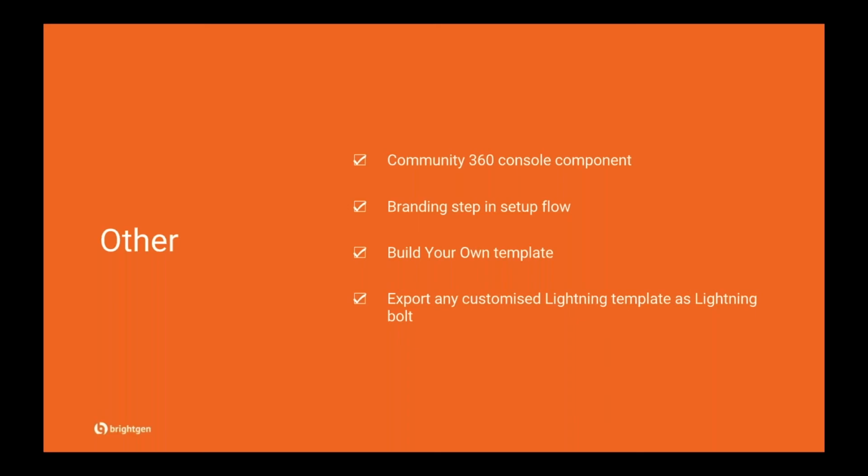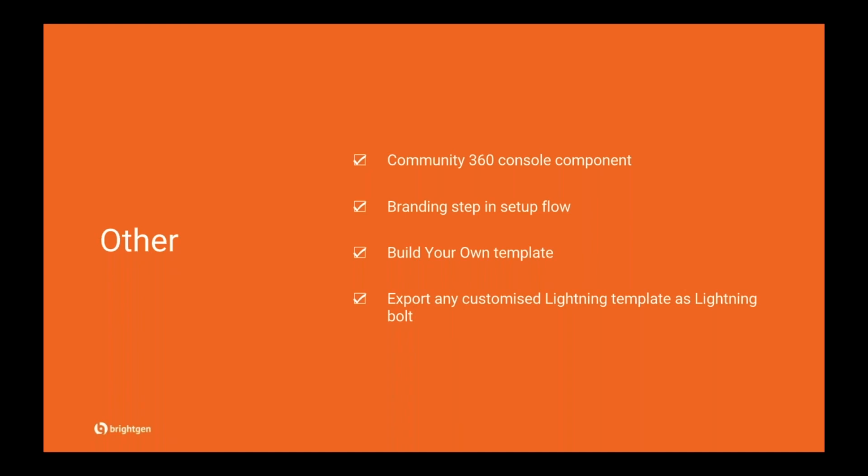A few more changes to communities. There's a new Community 360 console component. So this allows you to view the aggregate activity of a customer across all your communities and also up to 15 months of history. And the component shows you things like articles, case views, their posts, and their comments. When you're setting up a template, there is now a branding step, so you can choose to set up the branding at that point in time, or you can do it later on with branding sets.